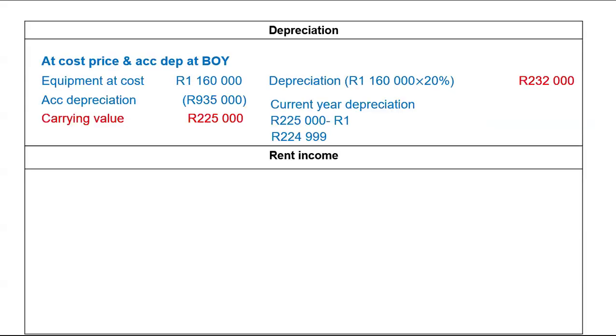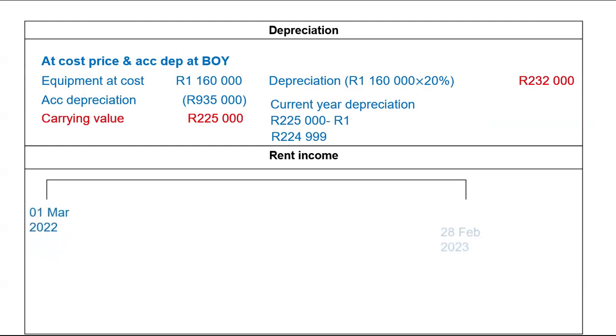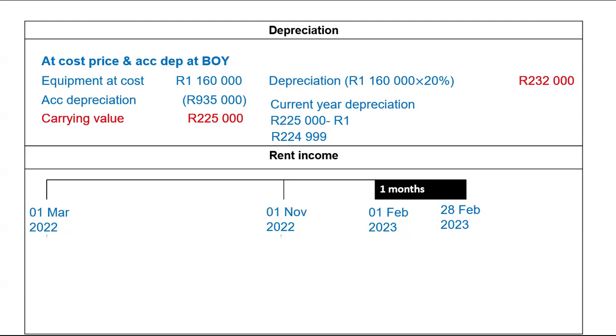It'll be necessary for you to draw the timeline. With your timeline, you start with the beginning of the year, which was the 1st of March 2022. The end of the year will be 28th of February 2023. But note that we are missing 1 month, which is the month of February, because we have received rent only for 11 months. Rent only increased by 5% on the 1st of November.